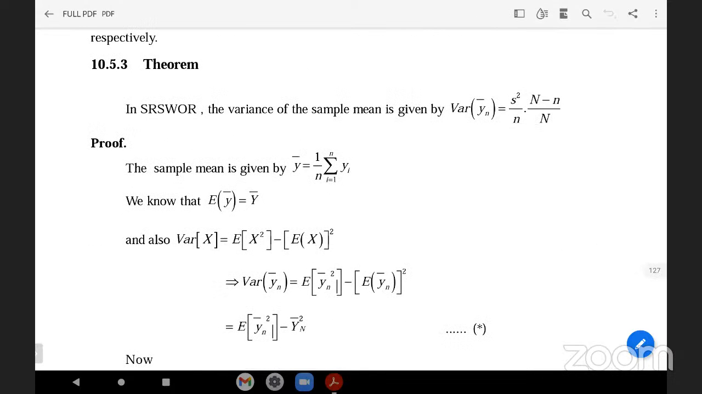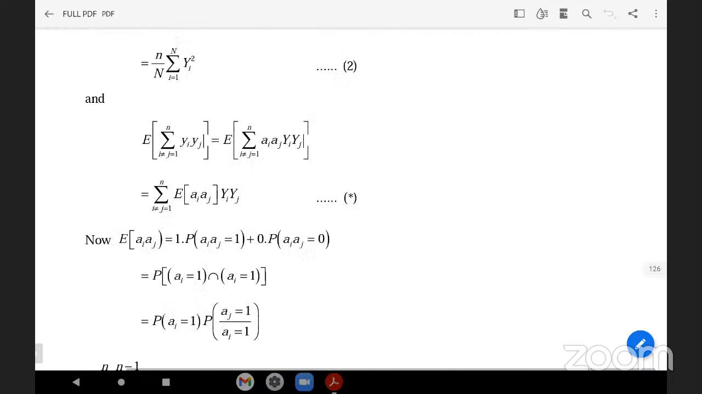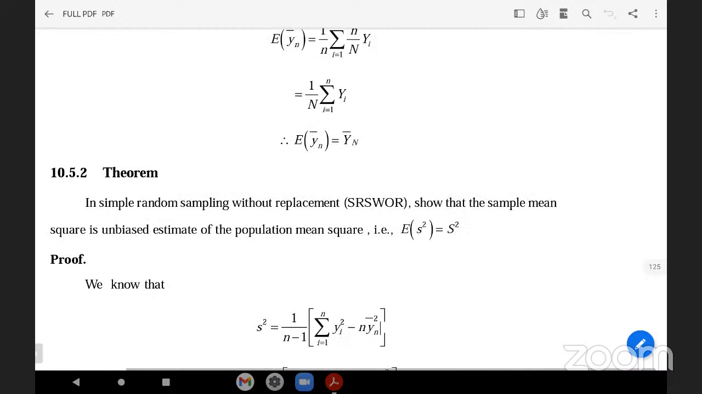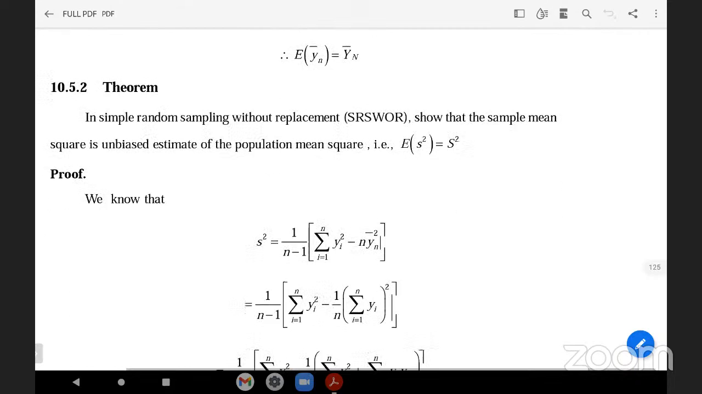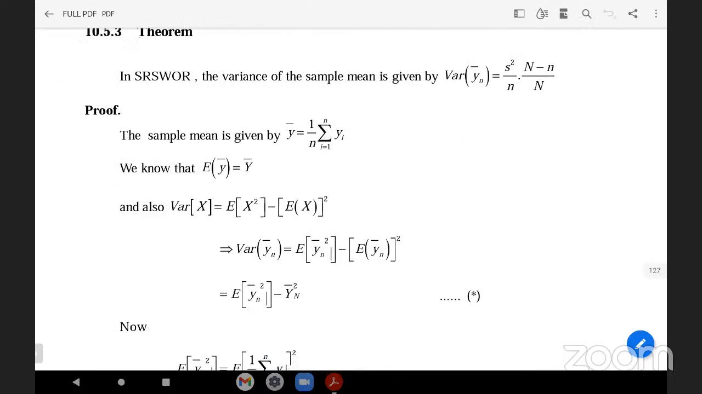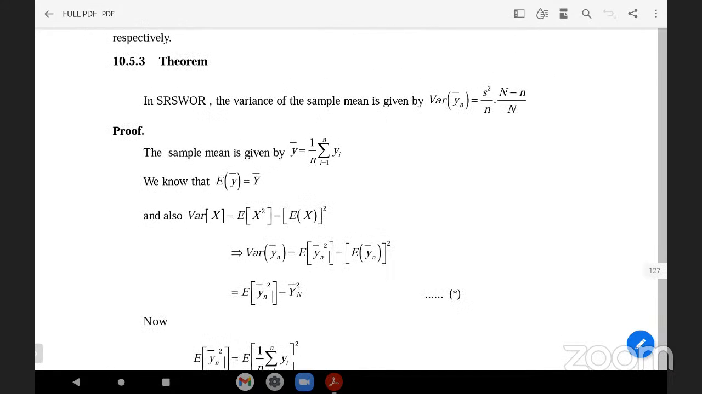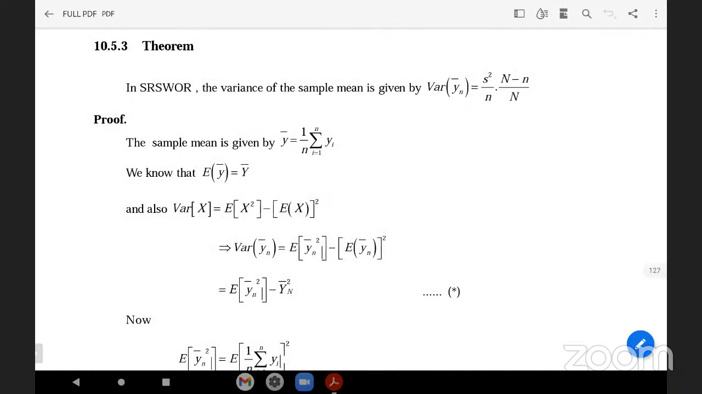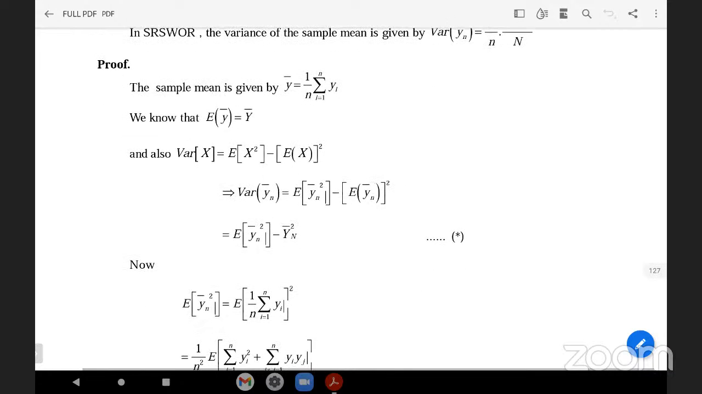Next comes sampling with replacement or without replacement. Here I am discussing without replacement only. Now, without replacement, if I observe the variance, S square is calculated as: variance of y n bar equal to S square by n into capital N minus small n divided by capital N.